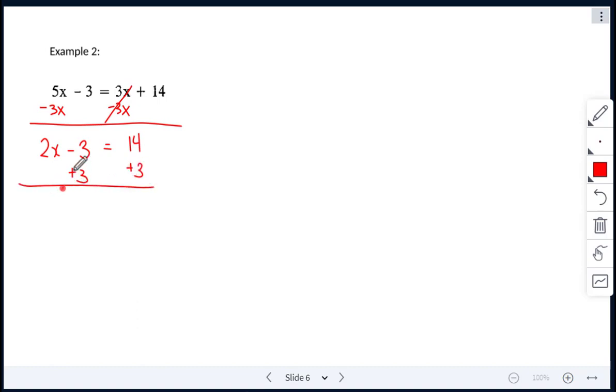Negative 3 plus 3, that's gone. We're left with 2x is equal to 14 plus 3, which is 17. And then we're going to divide by 2 on both sides. Here you can put it into decimal form, or you can leave it as 17 over 2. So 17 divided by 2, if I put it in decimal form, is 8.5.